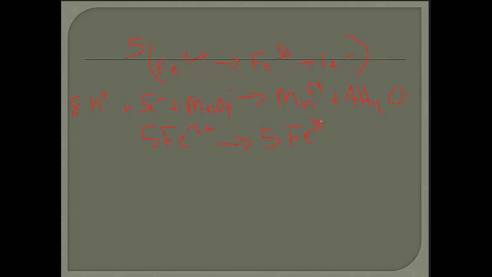That means I can cancel out the 5 electrons and pull everything else down. Nothing else cancels, so I don't have to do anything else. And 5 Fe3 plus. And that is our balanced equation. And that's how you balance redox reactions via half reactions.